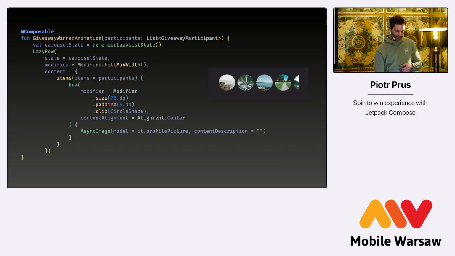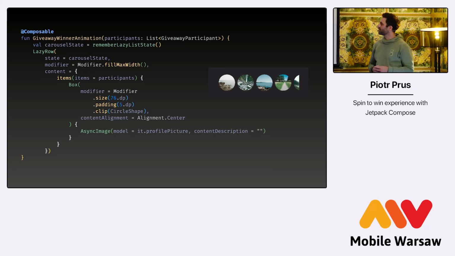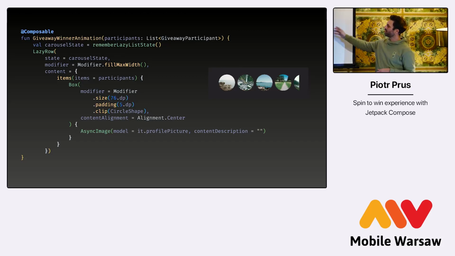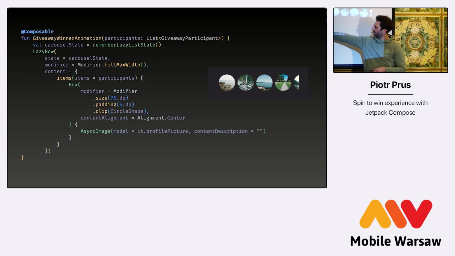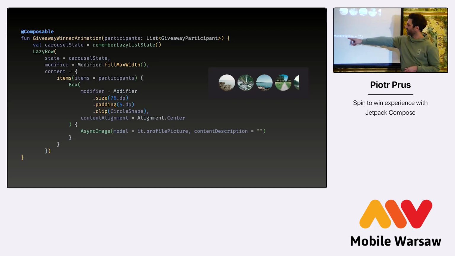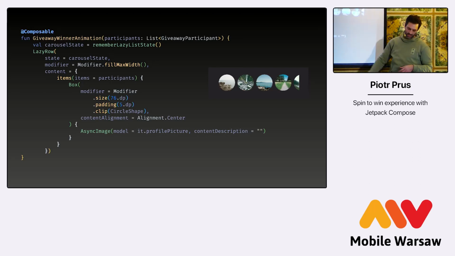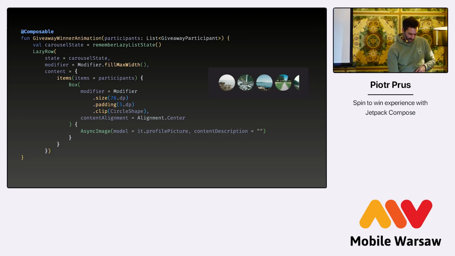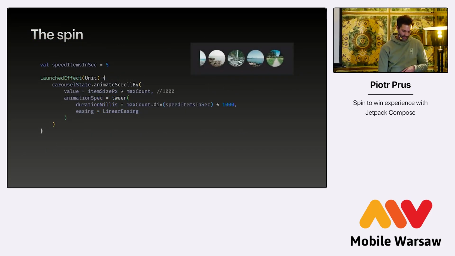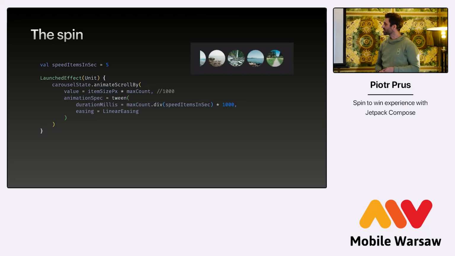So having all of that, here is part of the code in Jetpack Compose. As you can see, this is a giveaway winner animation. We have some carousel state for a lazy row. And in the content, we have a box that is circle shape with the content alignment center. And then I'm just displaying async image from some random images from the internet. So nothing really there. And then we have the spin, and here the fun begins.